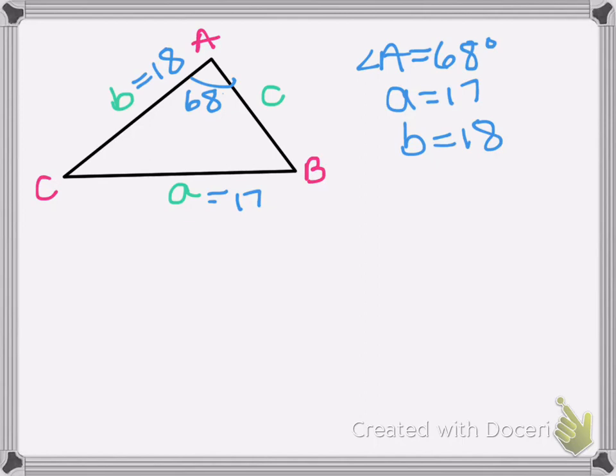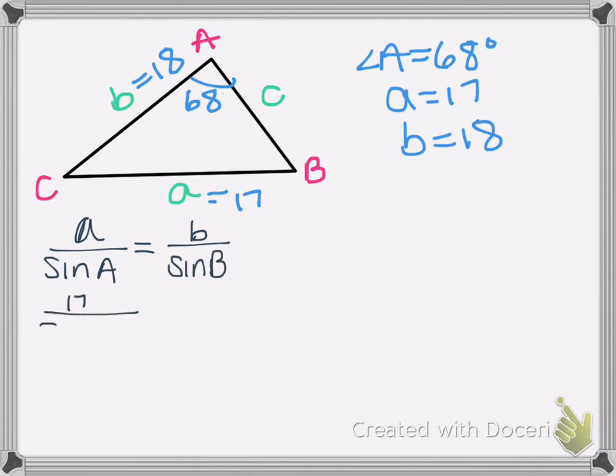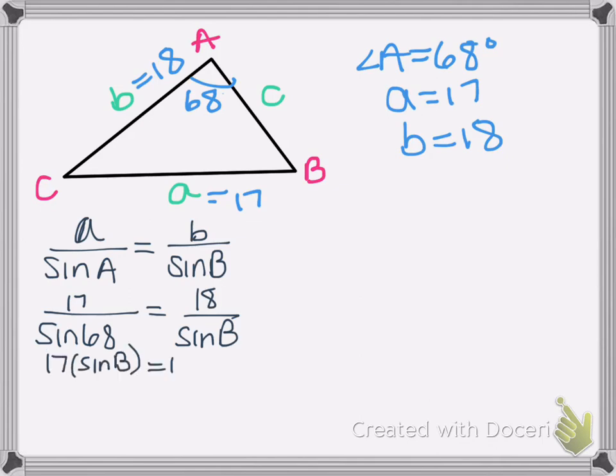So I'm going to use the law of sines, and the one pair I have both the side and the angle of is A. So I'm going to say that A over the sine of A equals side B over sine of angle B. So A is 17, the sine of 68 would equal B, which is 18, over the sine of angle B, which is my unknown. And then I'm going to cross multiply and divide.